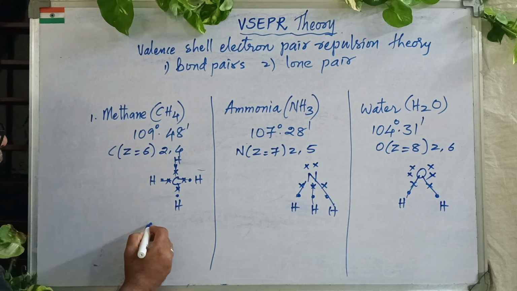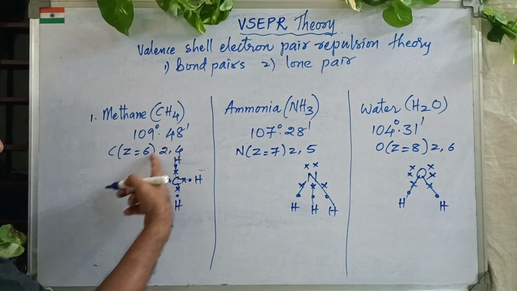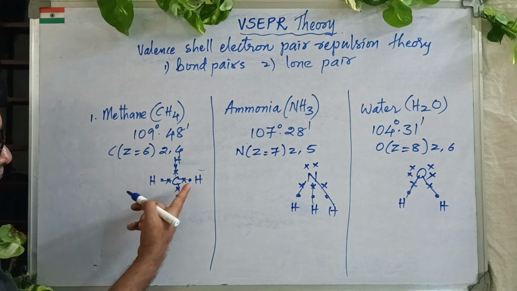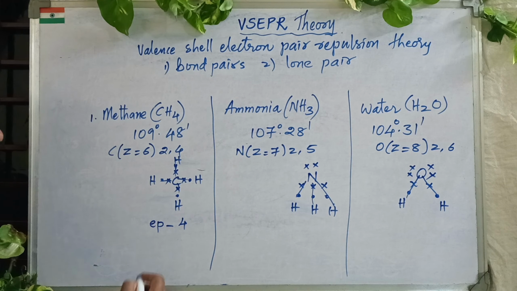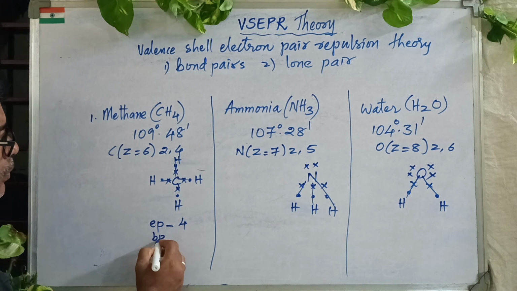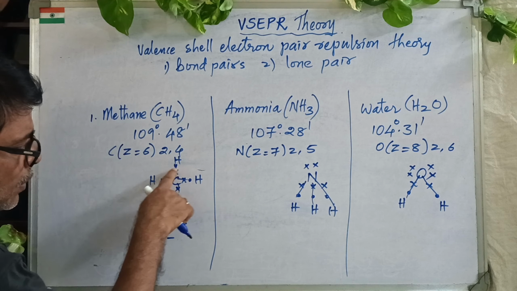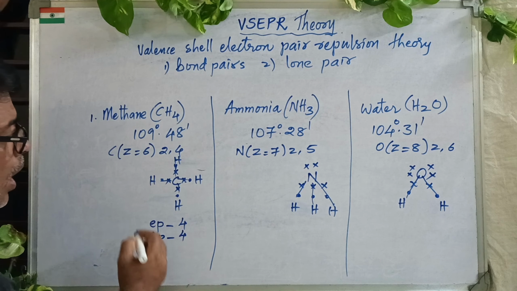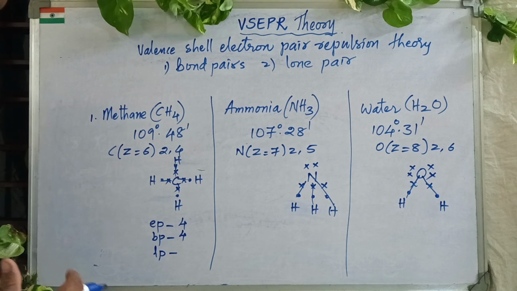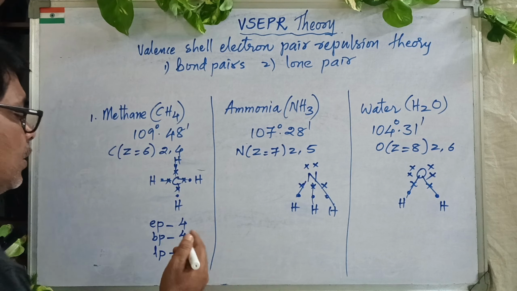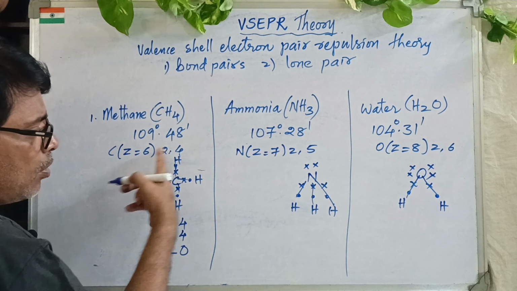Now let us count the electron pairs. How many electron pairs do you find in methane? This is one pair, another pair, pair and pair, so 4 electron pairs. How many bond pairs do you find? 1, 2, 3, 4 pairs. How many lone pairs? Lone pairs are pairs which are left free. There are no lone pairs, all are bond pairs.